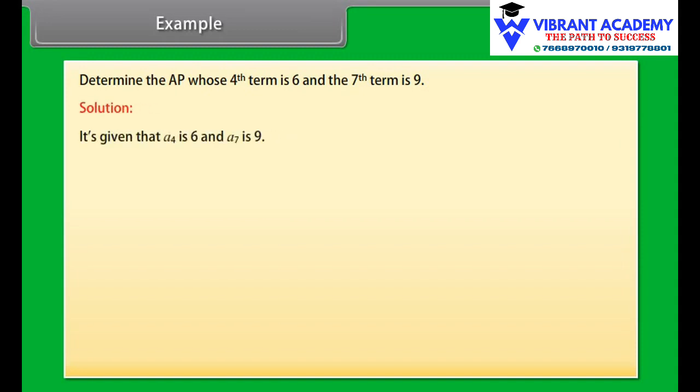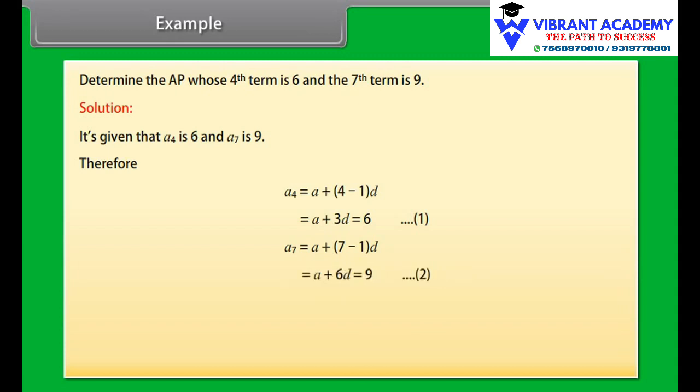Solution. It's given that a4 is 6 and a7 is 9. Therefore, a4 is equal to a plus (4 minus 1)d, which is equal to a plus 3d, which equals 6. Mark it as equation 1. And a7 is equal to a plus (7 minus 1)d, which is equal to a plus 6d, which equals 9. Mark it as equation 2.